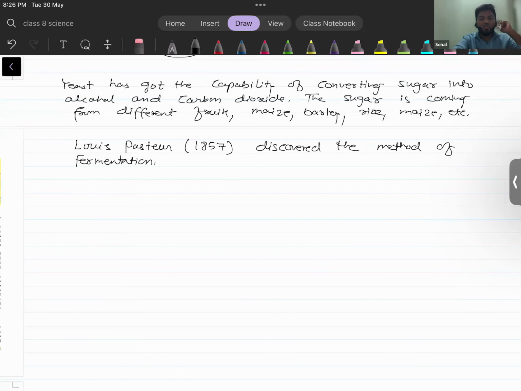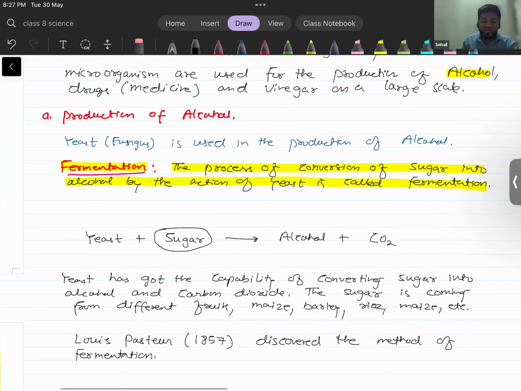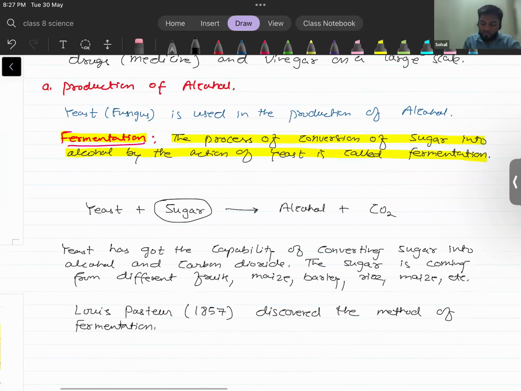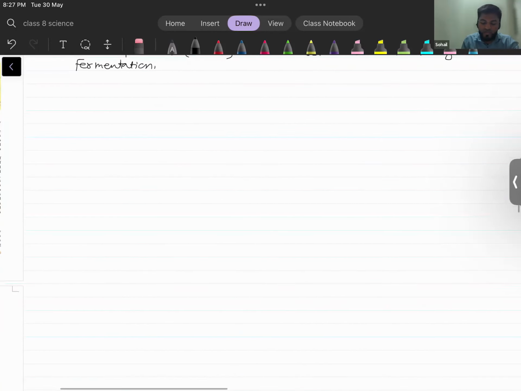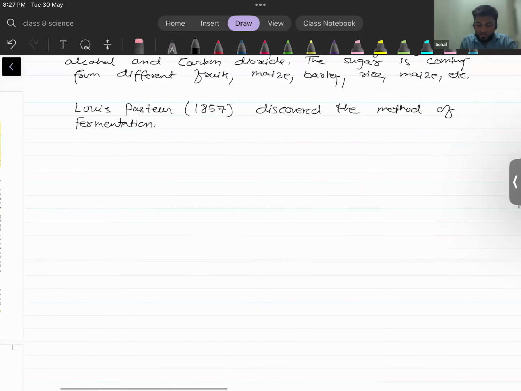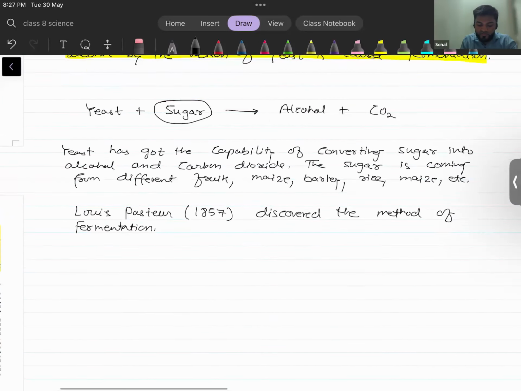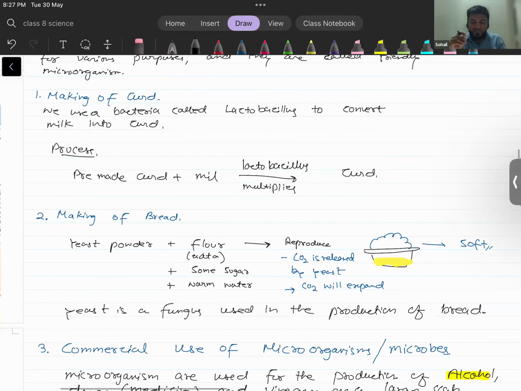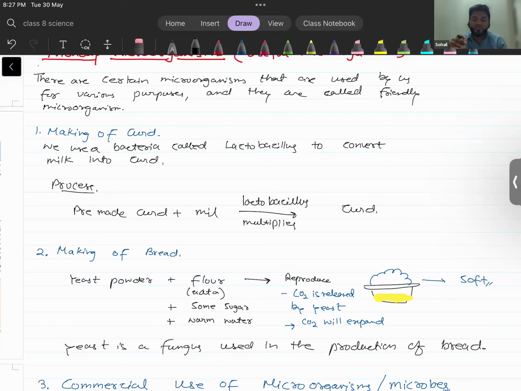Now, what else are we left with? Remember, apart from alcohol, what else is manufactured on a commercial scale? It is medicines. So let's talk about the medicinal use of microorganisms. We have only 3 minutes left, so it won't be covered today. From the next class, we are going to discuss the medicinal use of microorganisms.